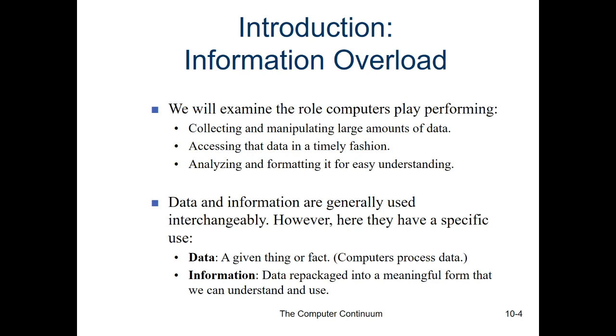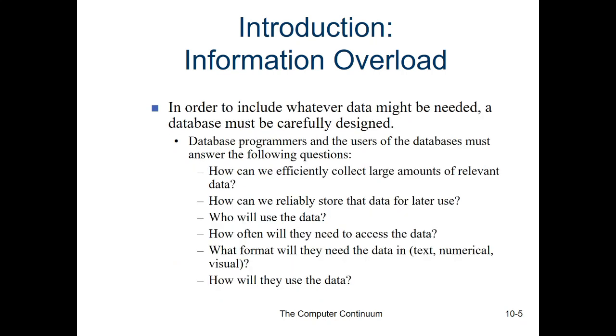Now, data and information are generally used together and interchangeably. However, they have specific uses. Data is a name given to things of fact. Again, information is data repackaged into a meaningful form, which we can understand and use. That's called information. That's the basic difference between data and information.